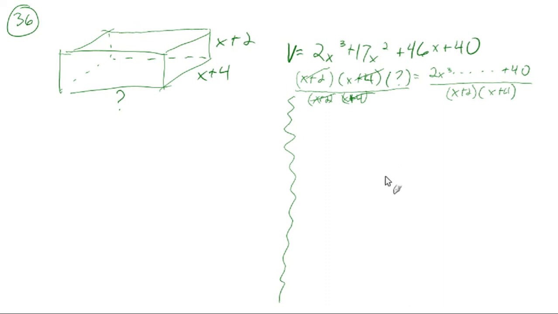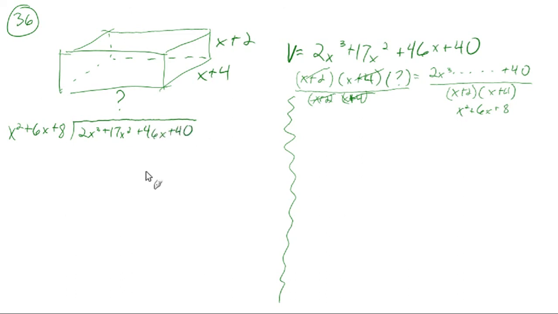Well, in my mind, I'm thinking, we'll just use long division. We'll do it all at once. So that's what we'll do. We've got x plus 2 times x plus 4. That's x squared plus 6x plus 8. Okay, so we'll take x squared plus 6x plus 8, and we'll divide it into 2x cubed plus 17x squared plus 46x plus 40, and we start doing long division.